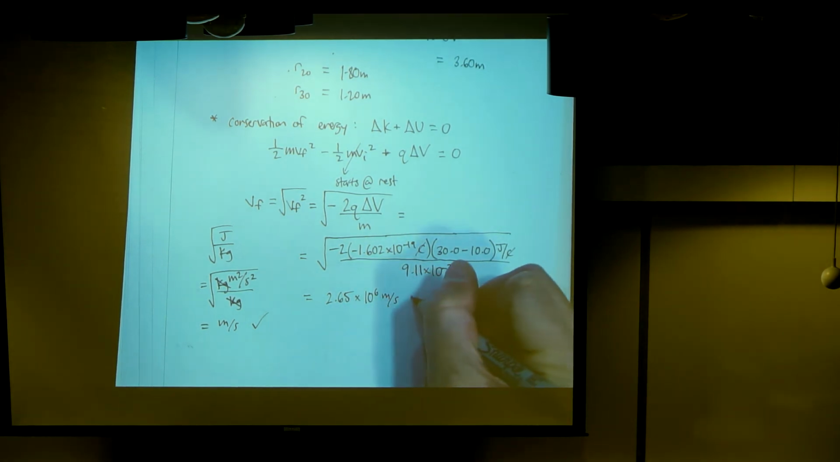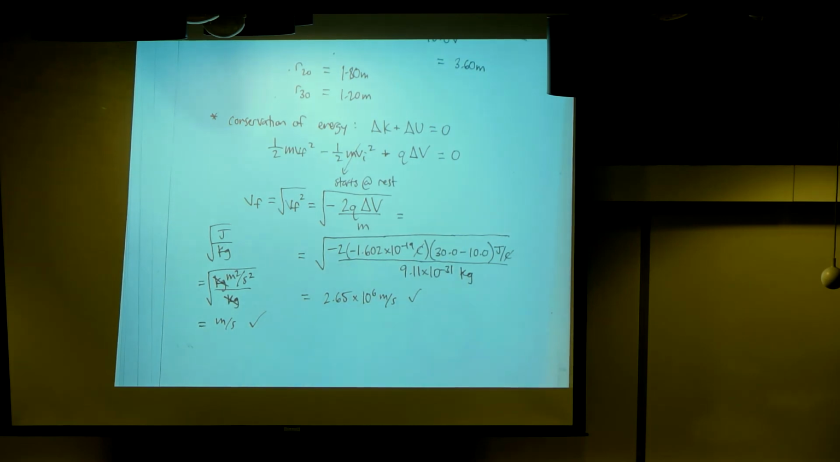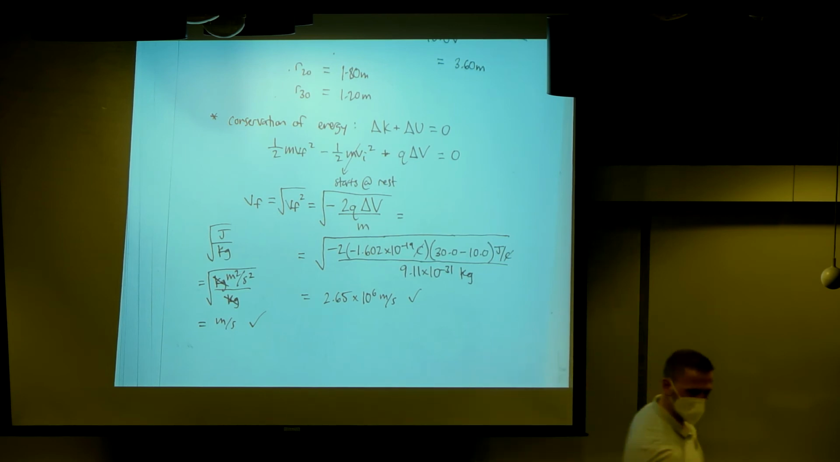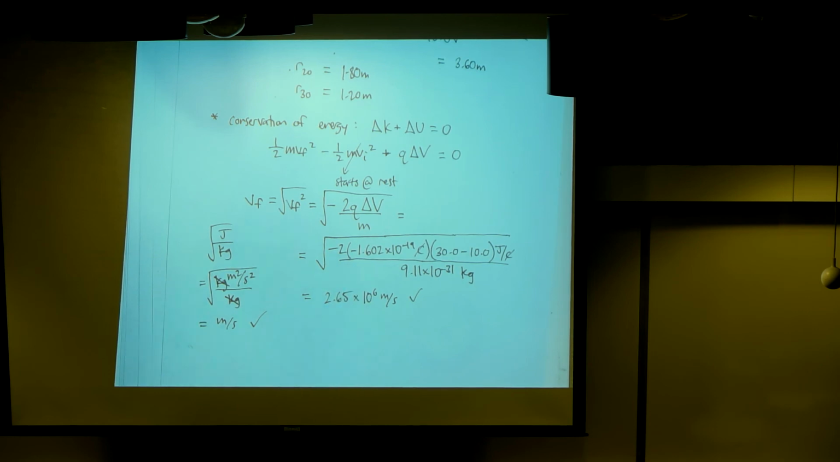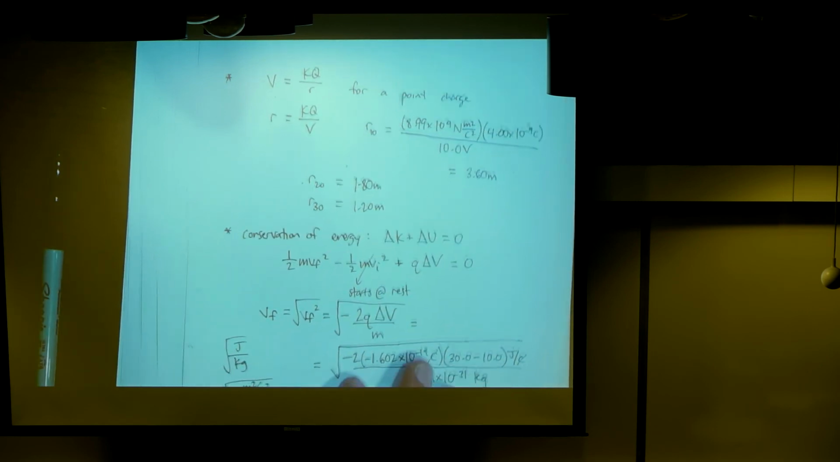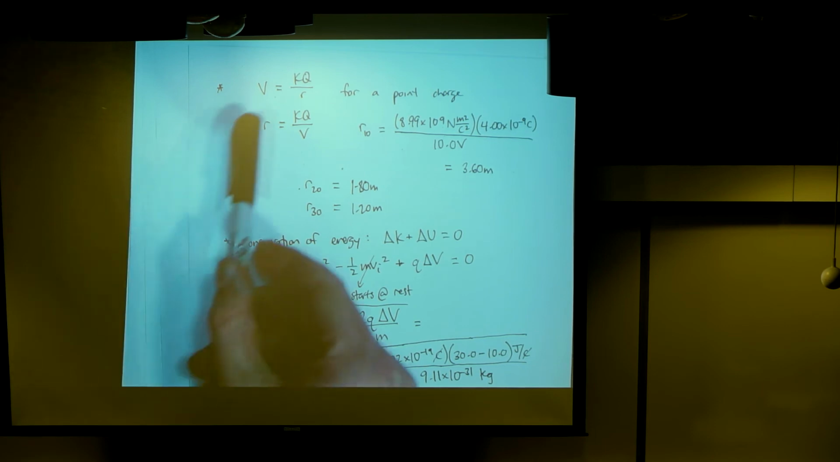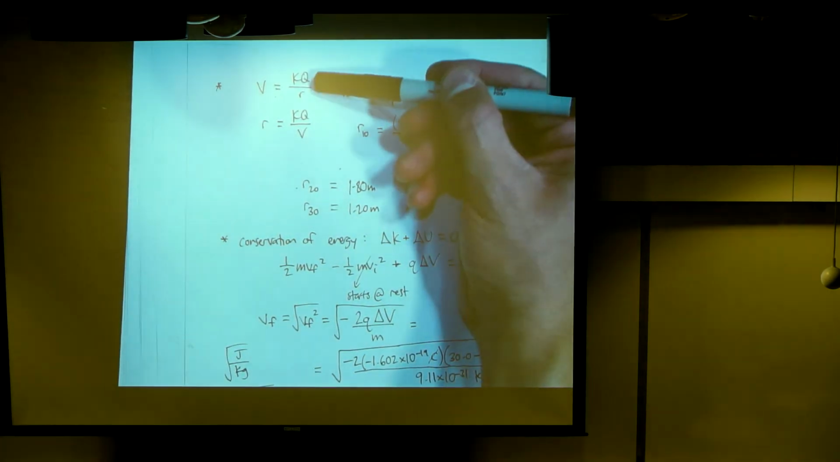So that's the speed that the electron will reach going from the 10 to the 30 volt equipotential line. Okay? Any questions on how this works? Hopefully pretty straightforward. Okay, last question then. How would this all change if we had a negative charge instead of a positive charge? For that, just look at this formula right here for potential.